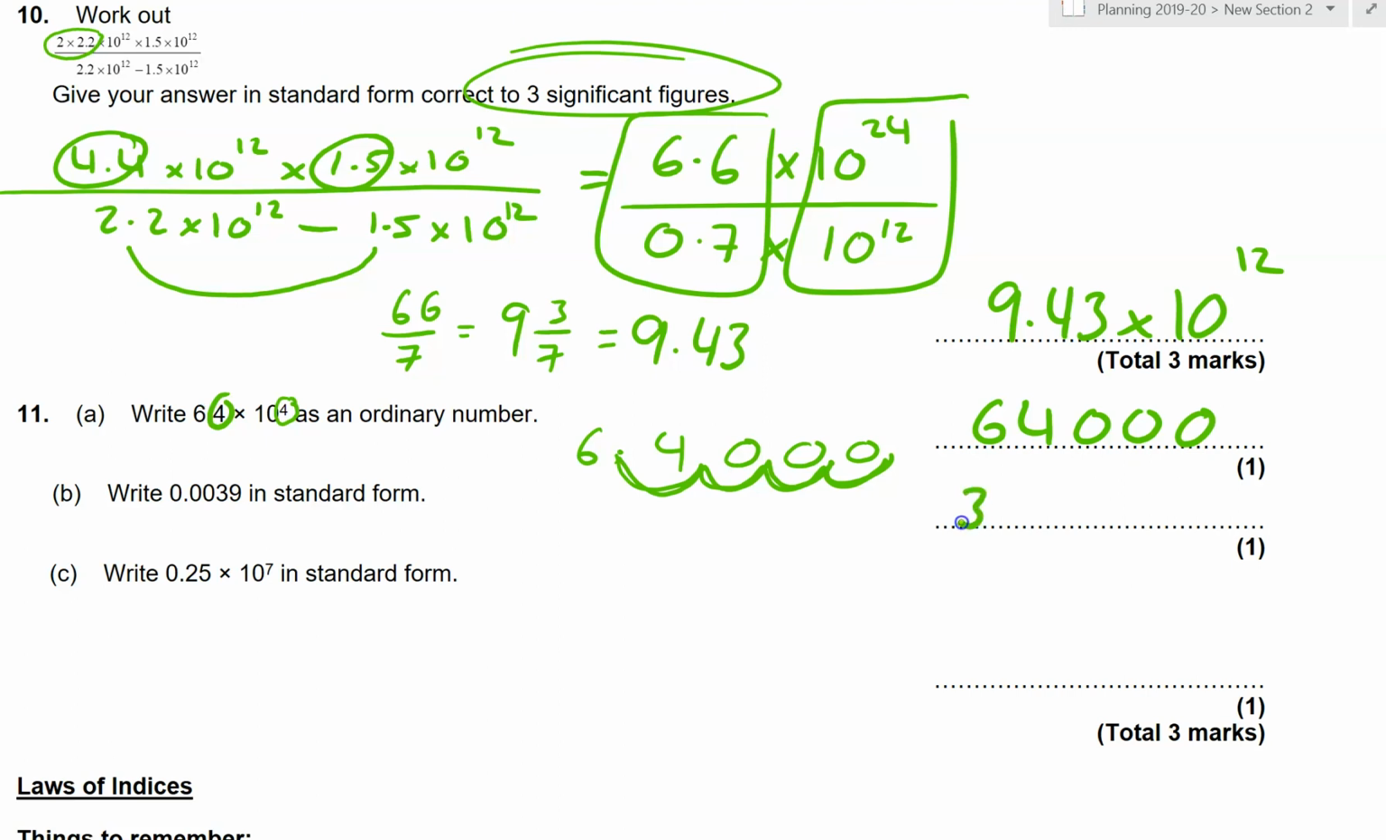Okay, next one, write that in standard form. So 3.9 times 10 to the, and we've moved it 1, 2, 3, minus 3 because we moved to the right. And write that in standard form. Well, that's not a standard form number, but 2.5 is. I moved my decimal right one, so I have to take 1 off the power, which is 6.